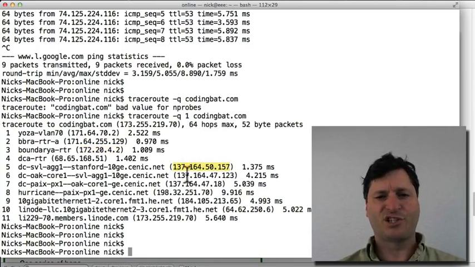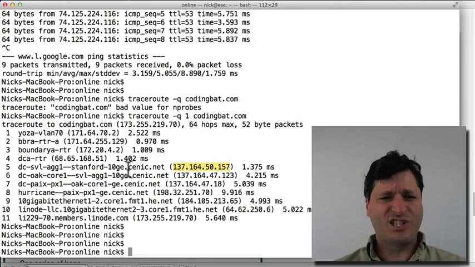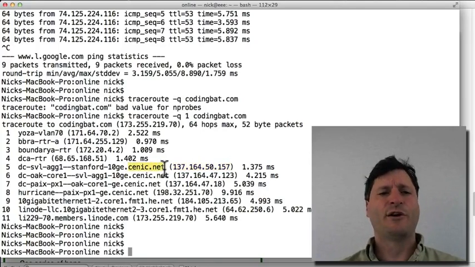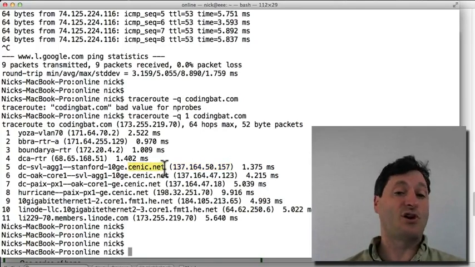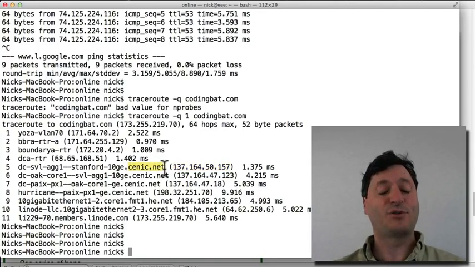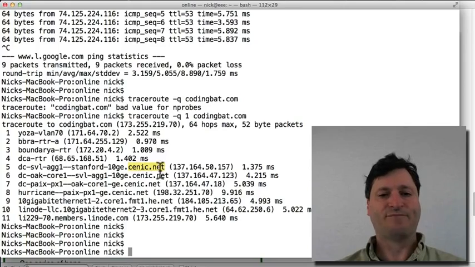We're at 137.64, something or other, scenic.net. I'm guessing that that's some provider that Stanford pays, probably a fairly large monthly bill, to be the sort of big upstream for Stanford's networking. So this is probably more of a core router. As with ping, you can see it gives you the milliseconds, that's the round trip time.